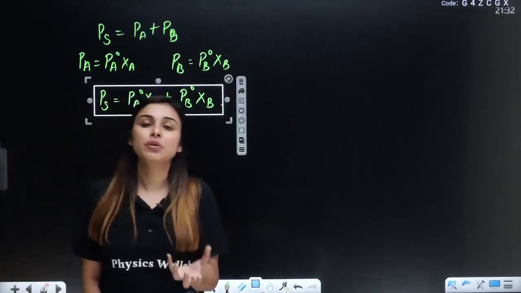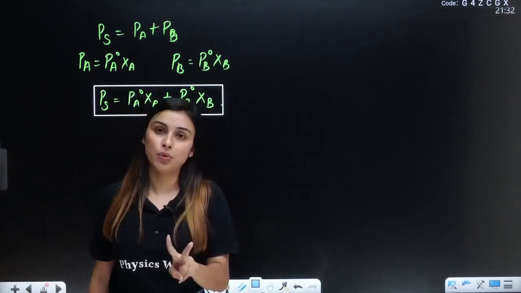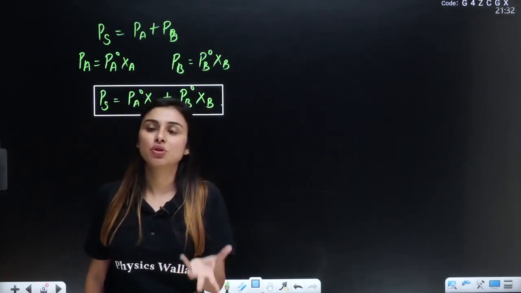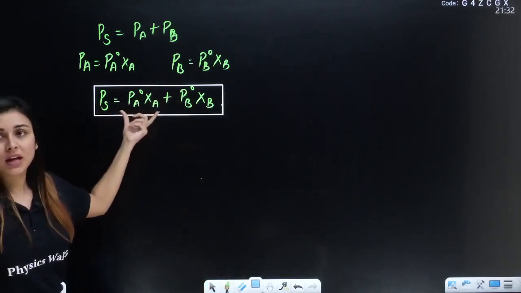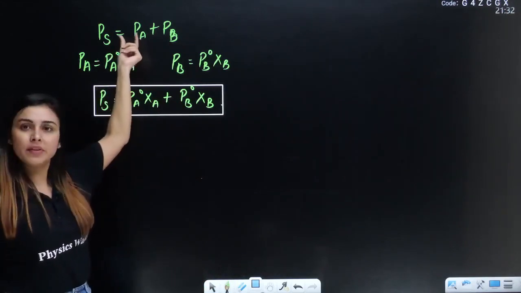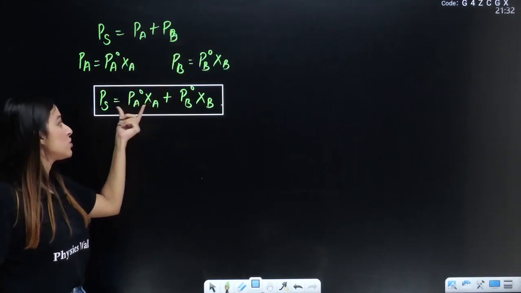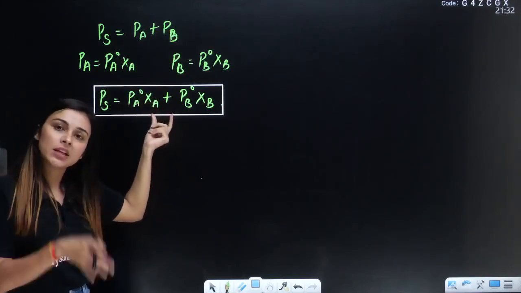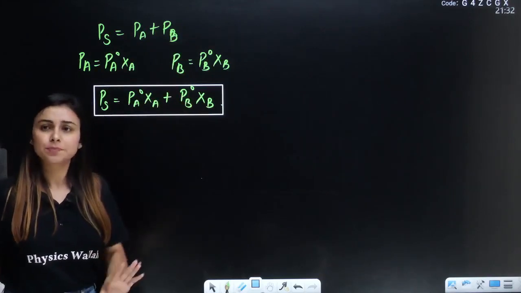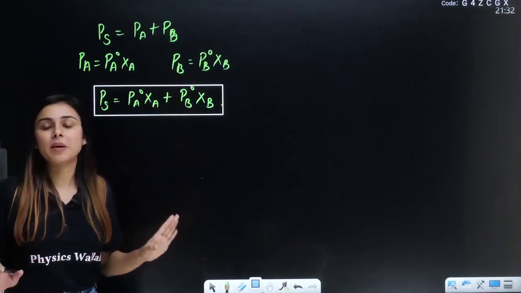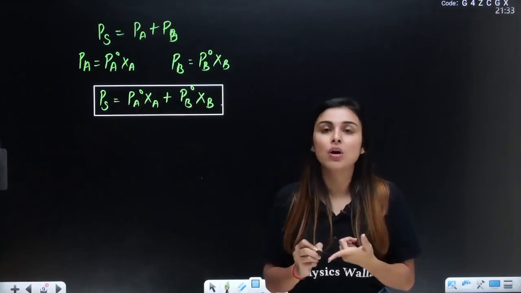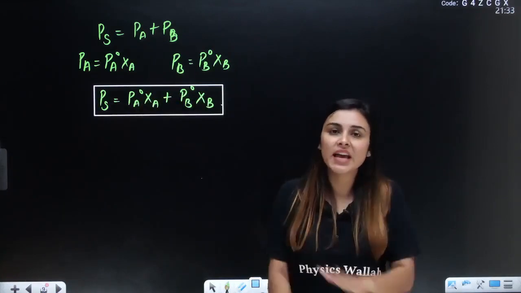If you have a solution of two volatile components, then you can calculate the total pressure by this formula: the total pressure of the solution will be equal to the partial pressure of A component plus the partial pressure of B component, which is equal to PA naught into the mole fraction of A in the liquid phase plus PB naught into the mole fraction of B in the liquid phase. Only this is what you need to remember. This is Raoult's law. Simply, very easy part, my dear students. You know how to calculate mole fractions and you can calculate any question.